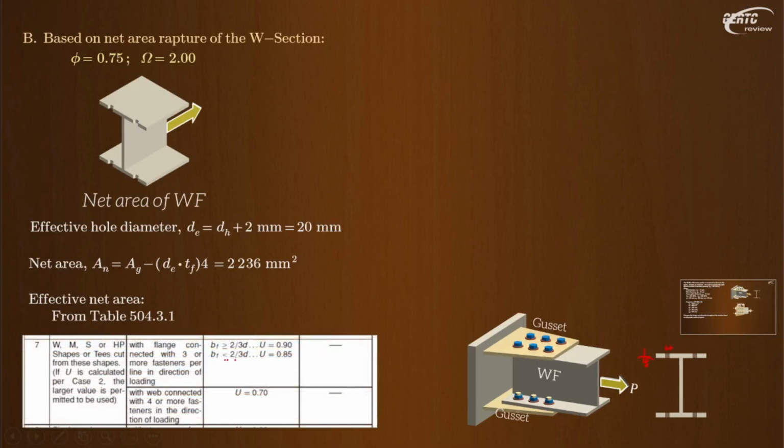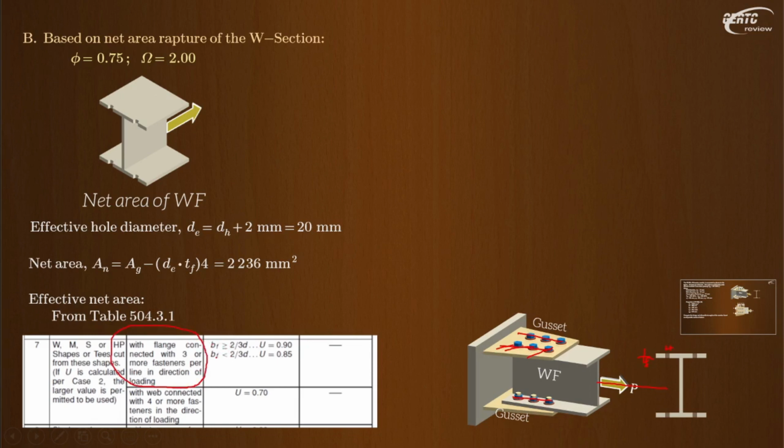Alright, so this is it. Okay, flange. What is meant by this? With 3 or more fasteners per line in the direction of loading. Okay, this is our loading. And then we have 4 lines here: one line, another line in the direction of loading, and another line at the back. And along that line, there are 3 fasteners. So this is qualified. We are qualified to use this portion here.